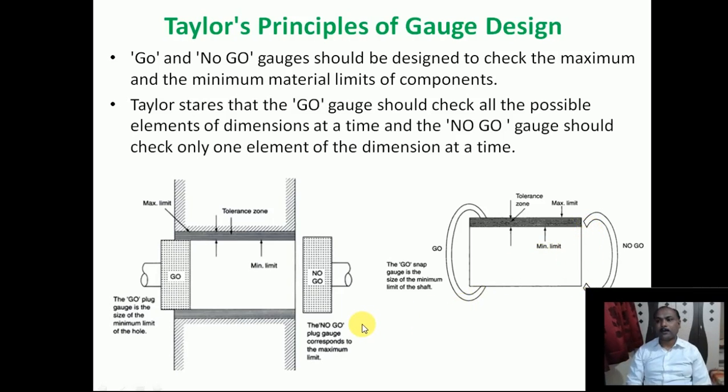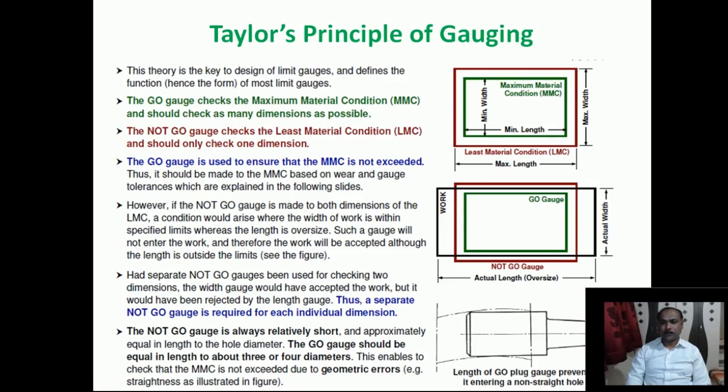But what is the meaning that the GO gauge should check as many dimensions as possible? If you take this example, and you make a GO gauge which is not of full length, then if you put that GO gauge inside the hole, you will conclude that the hole is acceptable. But the problem is that the hole does not have straightness. So what should we do? We should make the GO gauge, which is a GO plug gauge, of complete length, and it should not only check the diameter of the hole, it should check the straightness, flatness and circularity of the hole. So if you make a full length gauge, then it can check all these dimensions.